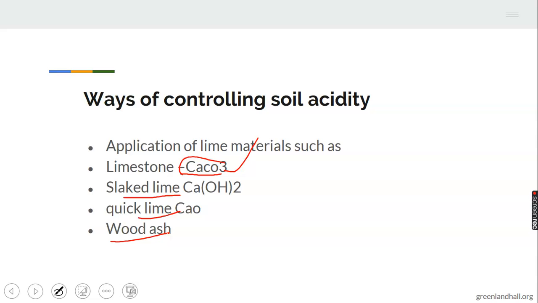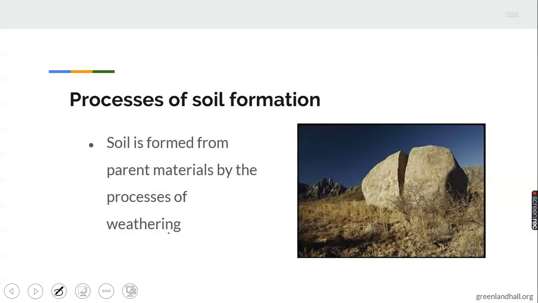Soil acidity can lead to poor yield. Remember, we talked about that last class. It can lead to poor yield of crops. So in controlling soil acidity, you apply limestone, slack lime, quick lime, and wood ash. Remember, we talked about soil pH, the degree of acidity and alkalinity of the soil. And we said when the acidity of the soil is high, it can lead to poor yield. Take note of that. Okay, let's go to today's topic, processes of soil formation.